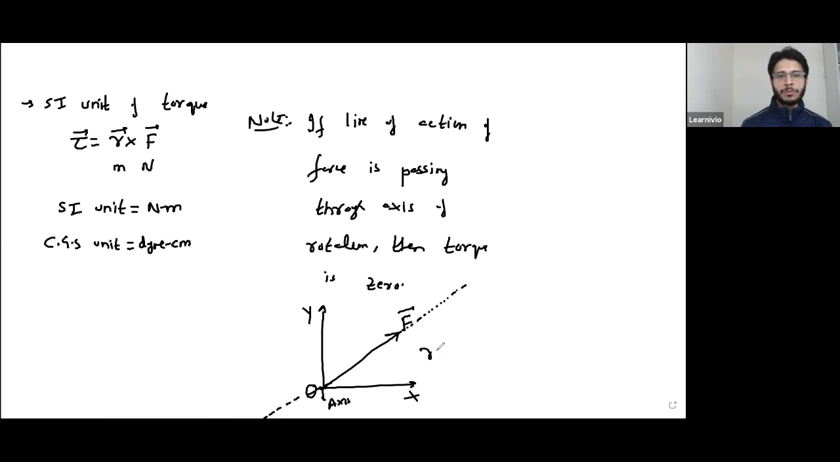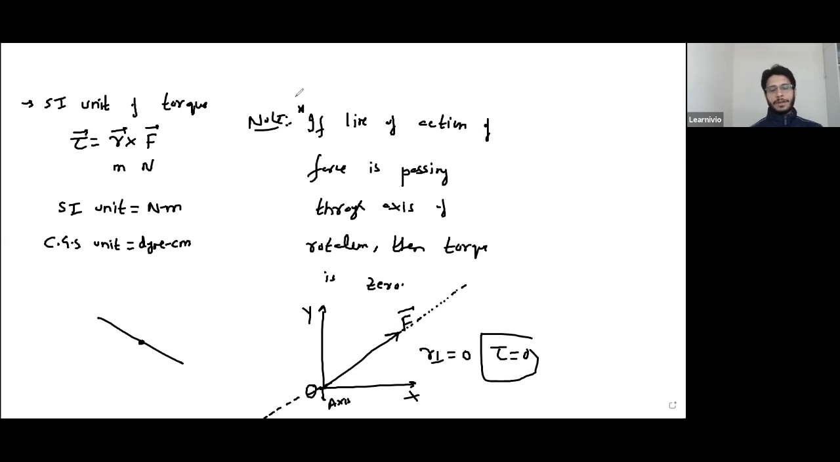Can you tell me how much is the perpendicular distance? What's the minimum distance between force and axis? It's simple. If a line crosses a point, then what is the distance between that line and point? 0. Minimum distance is 0. So if your line of force passes through the axis of rotation, then your R perpendicular is 0. That means your torque will be 0. Remember this thing. You will need this concept in many numericals.